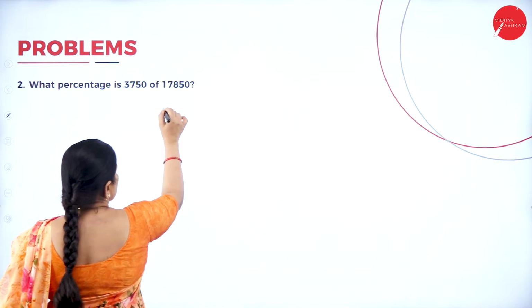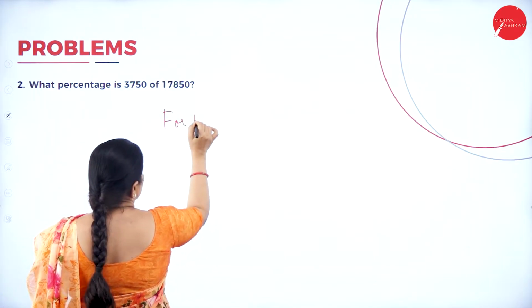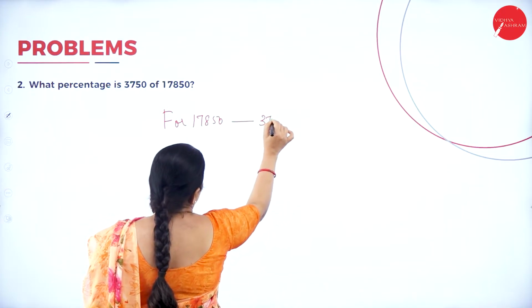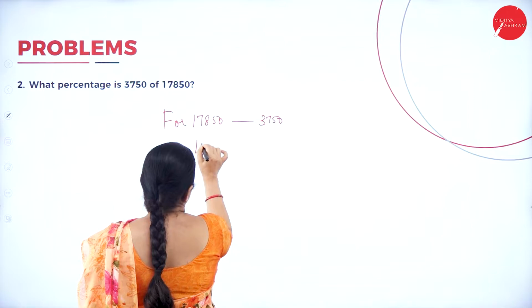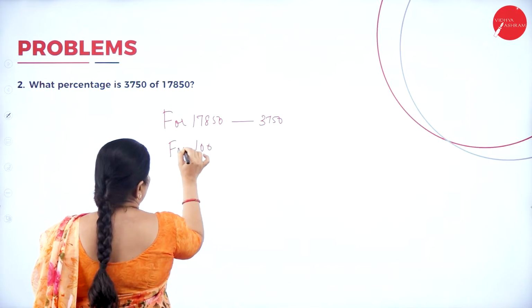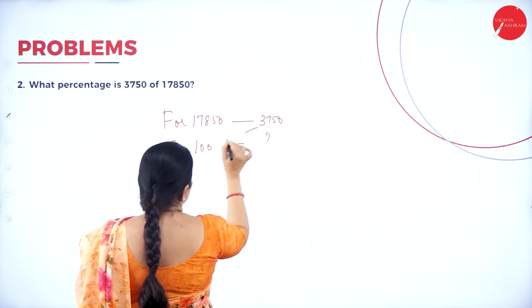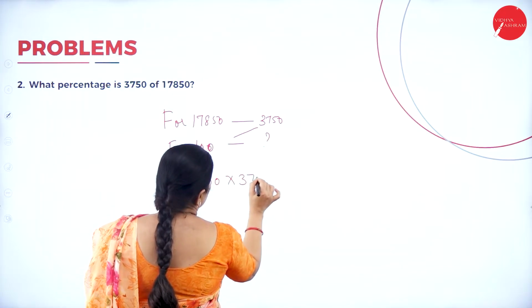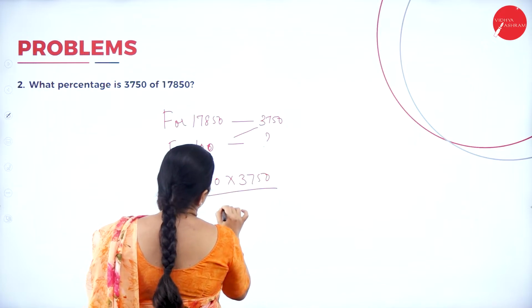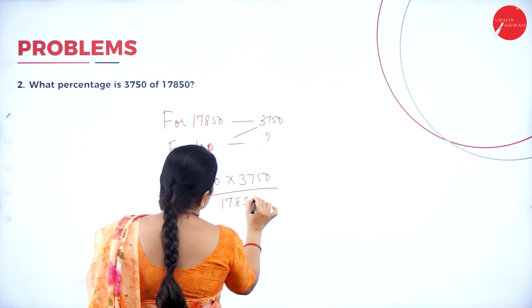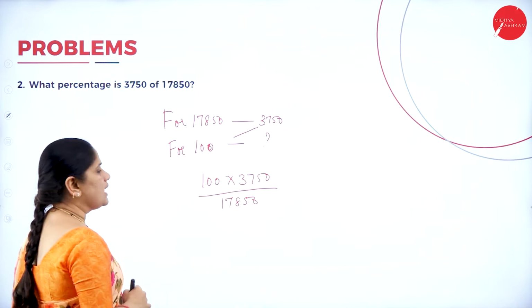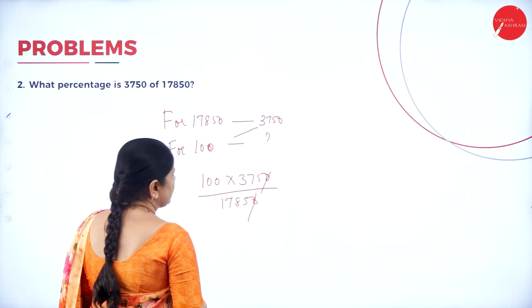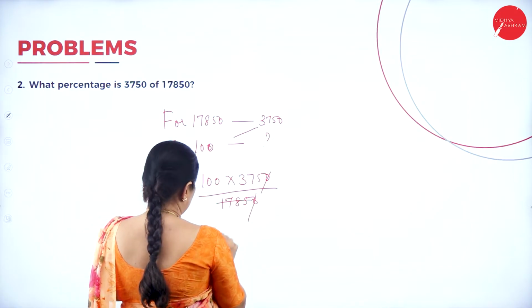17,850? So, you should write for 17,850, the number is 3,750. For 100, how much? So, 100 into 3,750 divided by 17,850. So, you cancel this 0. Then, this is divisible by 5.